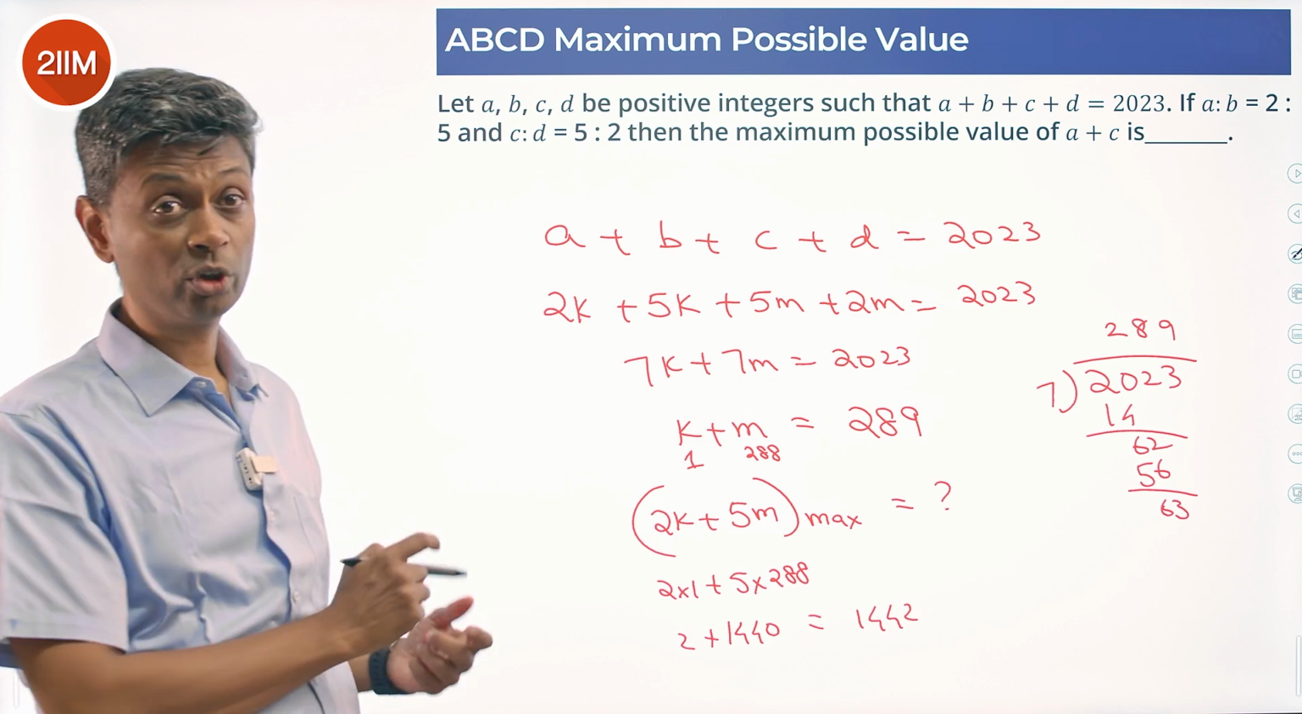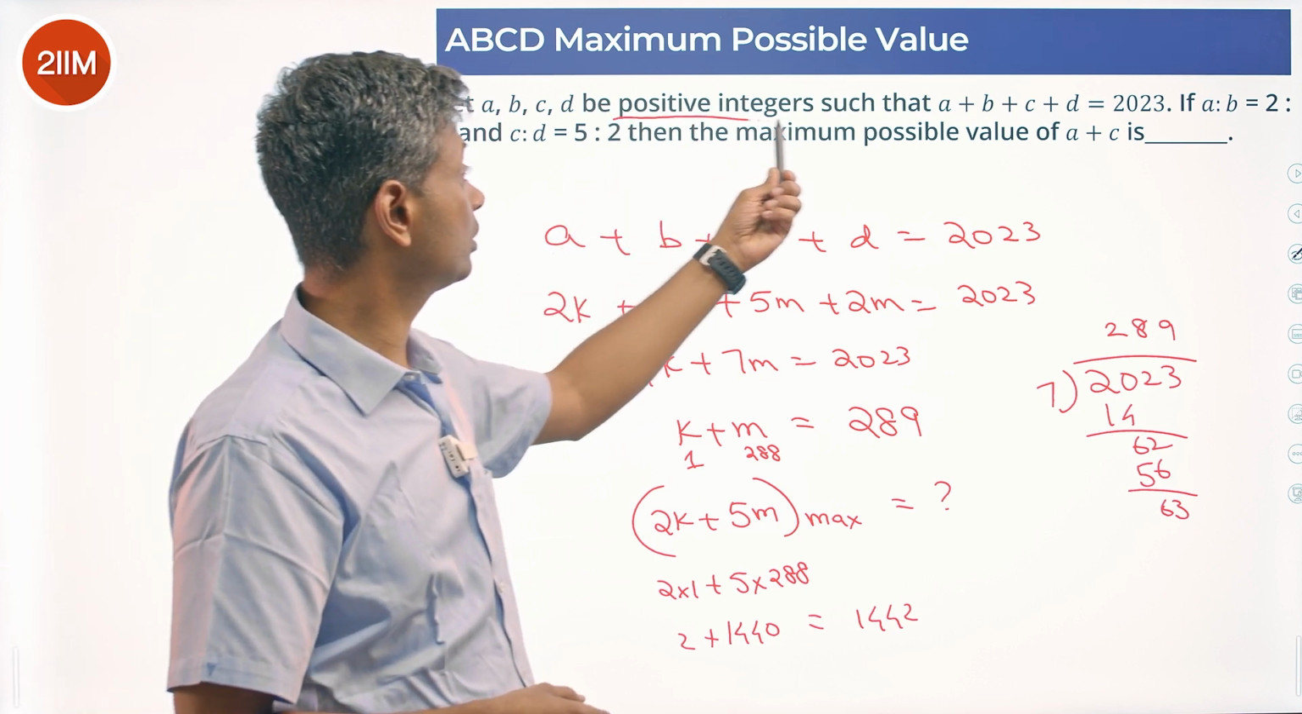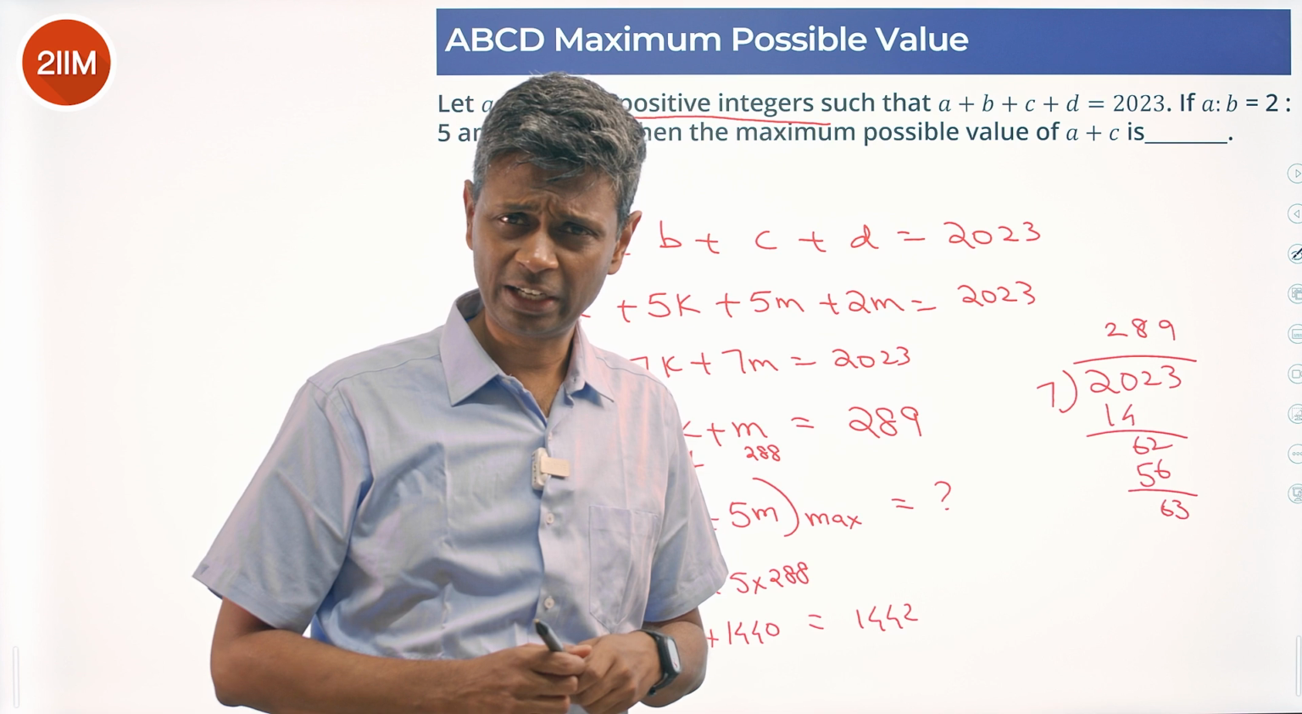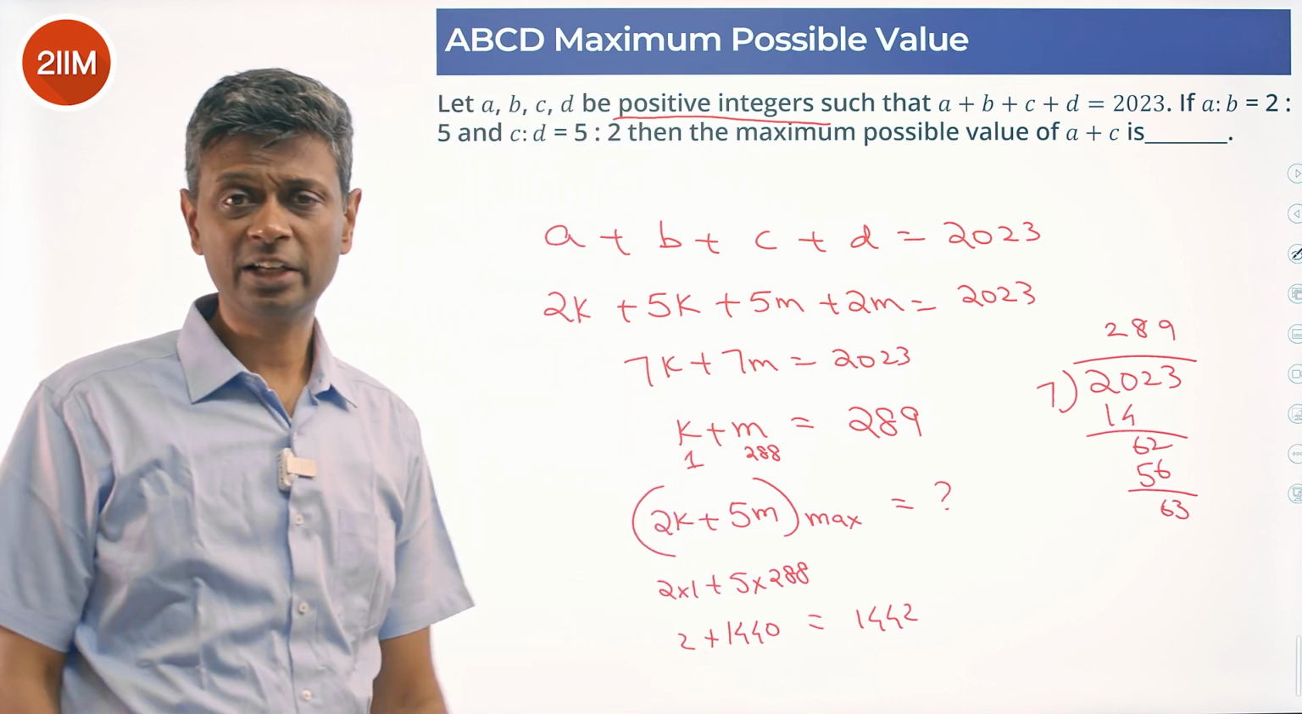K cannot be 0 because we are dealing with positive integers. K cannot be negative or 0. Minimum value K can take is 1, then we are through.